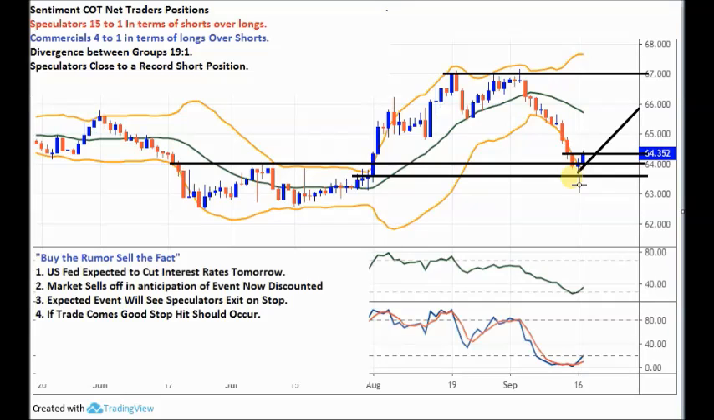A simple trade setup, but it's always got good risk to reward on it, and looking for higher prices in the USD and a stop hit to occur. So we'll see how this one goes.